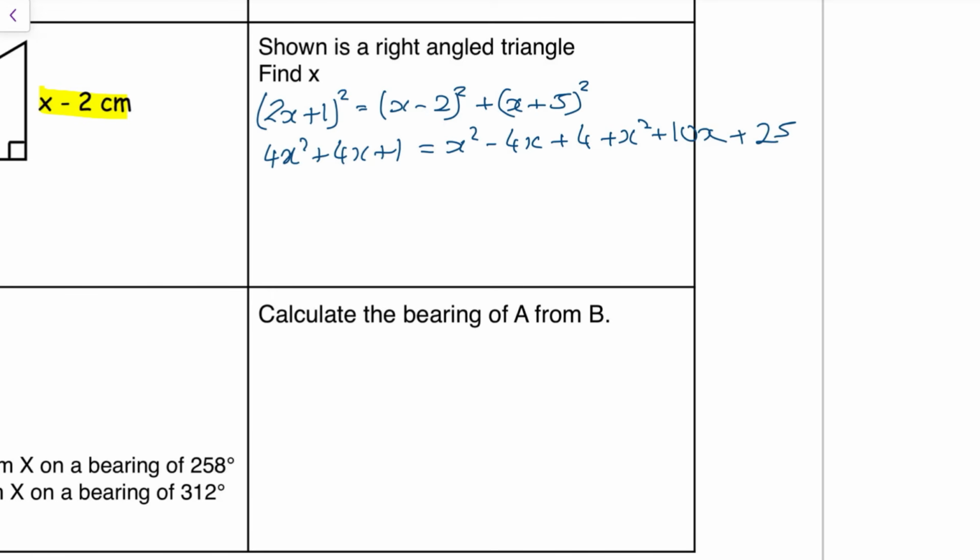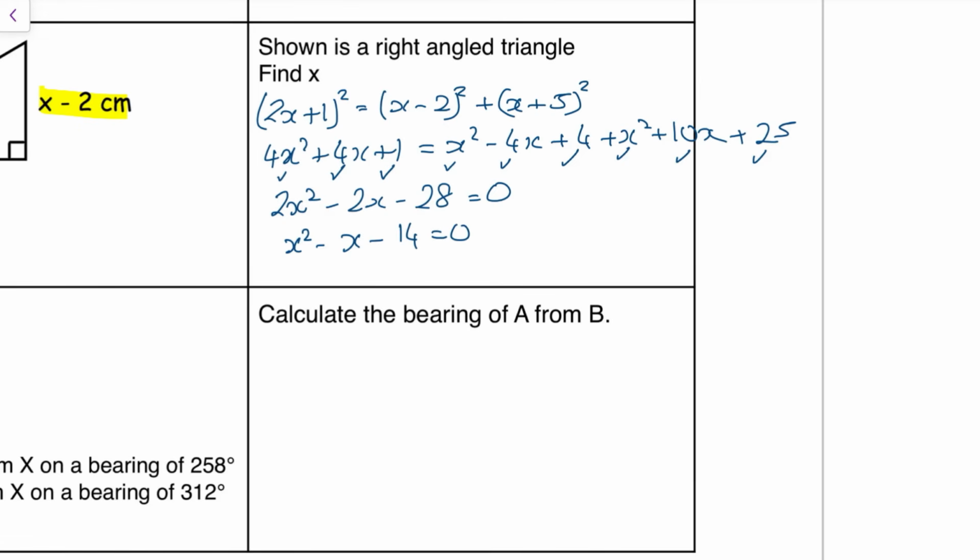Now let's collect everything on the left-hand side. So take away my x squareds, which gives me 2x squared. I've got 4x plus 4x is 8x, minus 10x is minus 2x. And I've got 1 minus 4 is minus 3, minus another 25 is minus 28. And that's equal to 0. Now I can divide everything by 2, can't I? So that's going to be x squared minus x minus 14 is equal to 0.